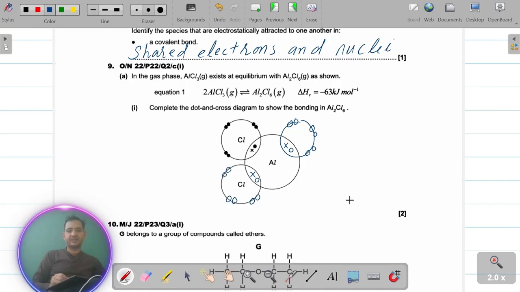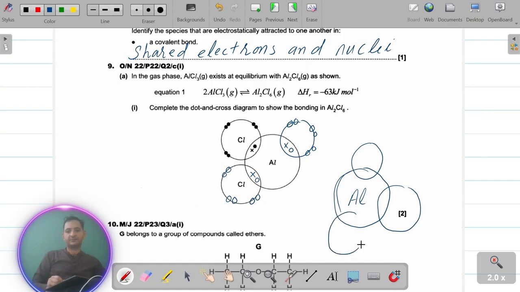Now we need to draw another structure because it is Al2Cl6. Here we have another aluminum and there are 3 chlorines: 1, 2 and 3. So the electrons of aluminum and the electrons of chlorine: 1, 2, 3, 4, 5, 6, and again 1, 2, 3, 4, 5, 6, and 1, 2, 3, 4, 5 and 6.